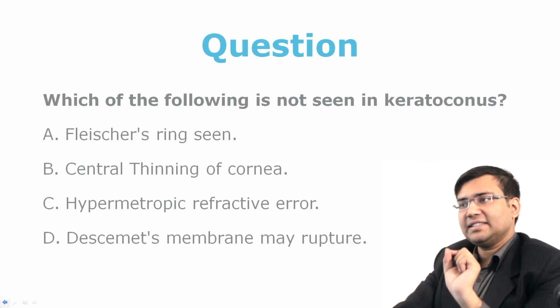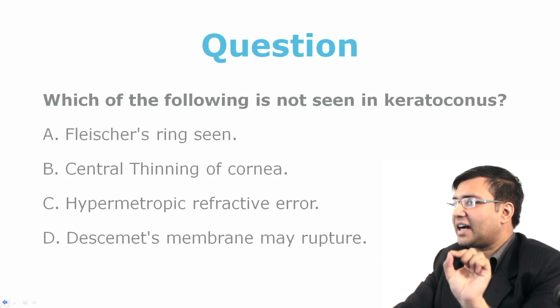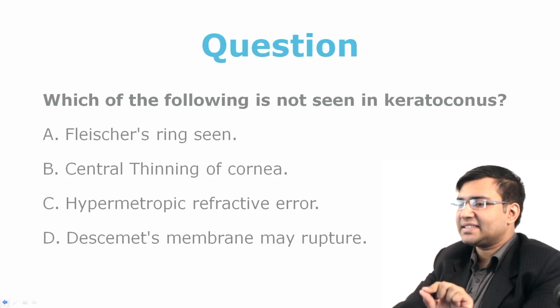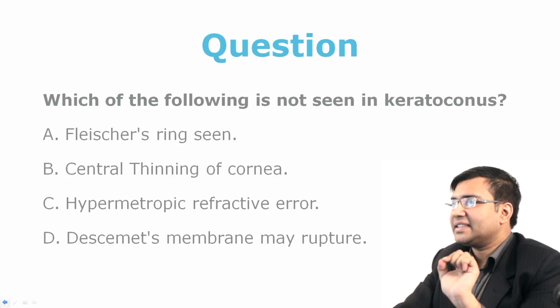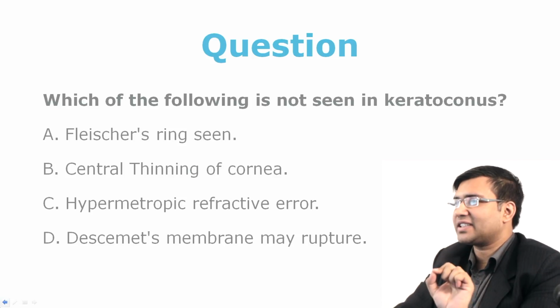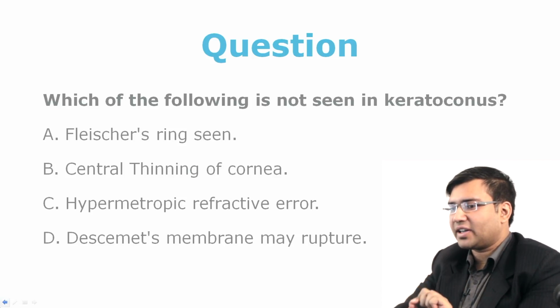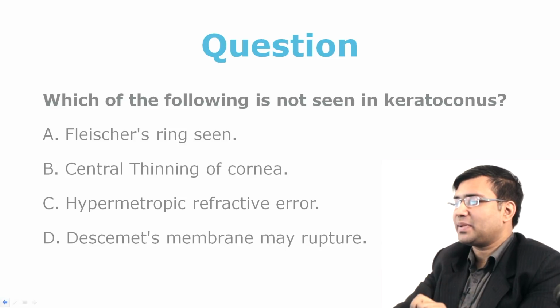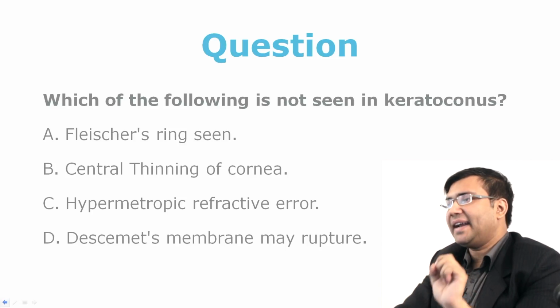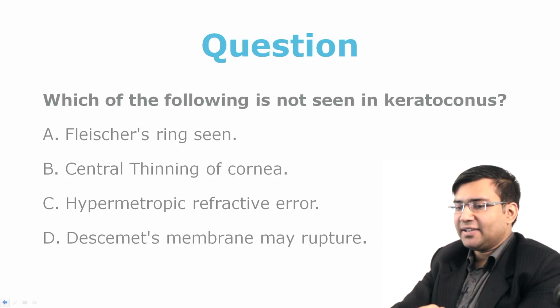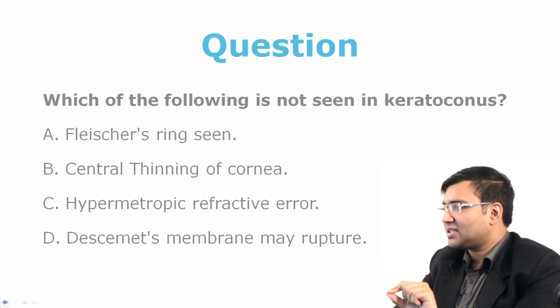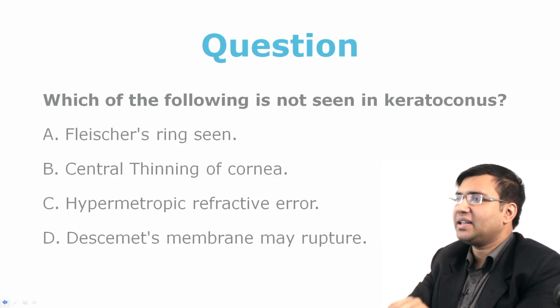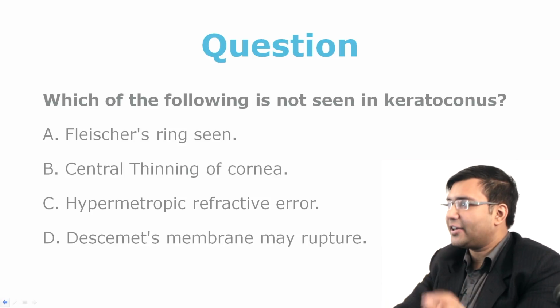Fleischer ring is seen. Yes, it is seen. It is an iron deposition ring. Central thinning of cornea. Yes, there is a central thinning of cornea, more specifically, a paracentral thinning of cornea. C, hypermetropic refractive error. This is wrong, because the refractive error here is myopic and high cylinder. And fourth, Descemet's membrane may rupture. Yes, Descemet's membrane may rupture, and that is called hydrops.